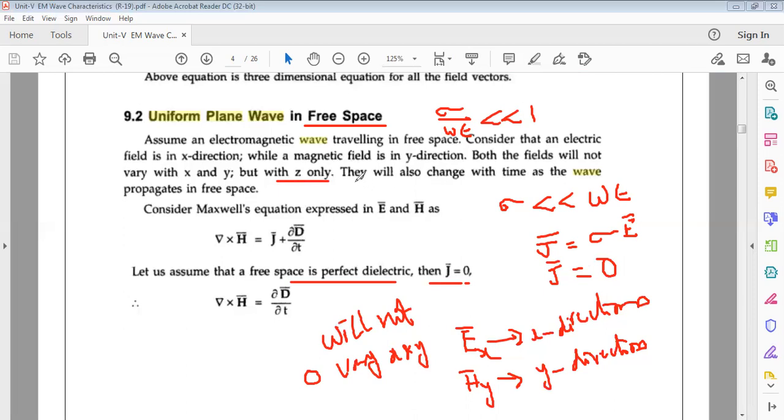And another condition here, they will also change with time as the wave propagates in free space. That means here, when Ex bar, E is in the x direction, Ey and Ez are equal to zero. This is also another condition. If H is in the y direction, the magnetic field is in the y direction, then Hx and Hz are also zero. Hx and Hz are equal to zero. So remember these conditions.